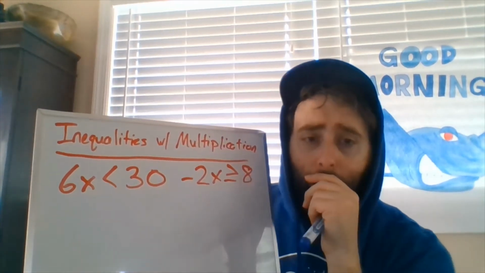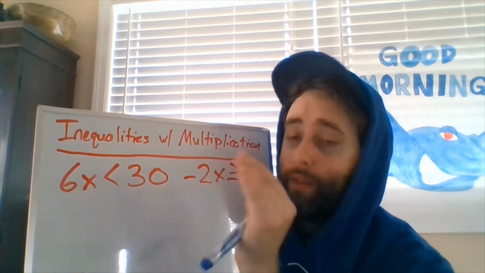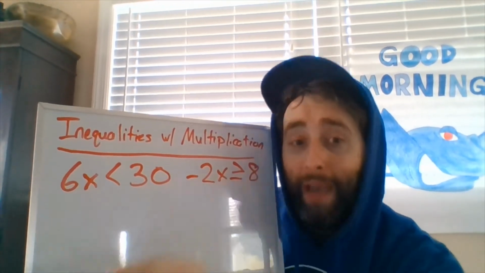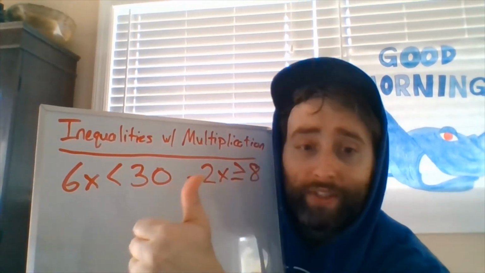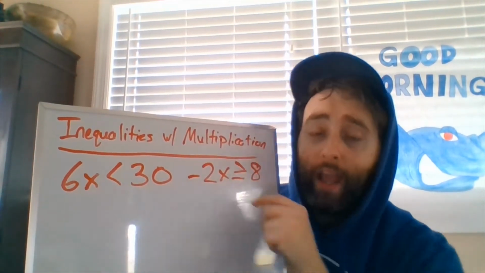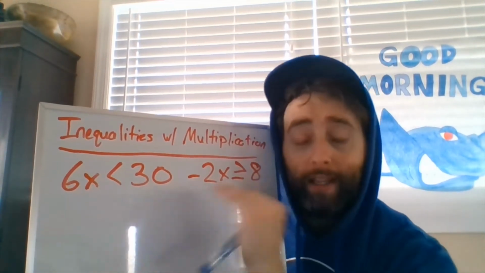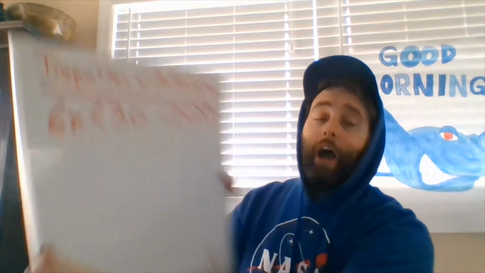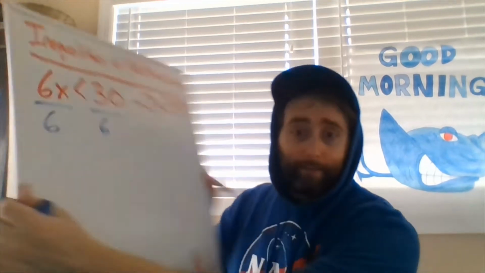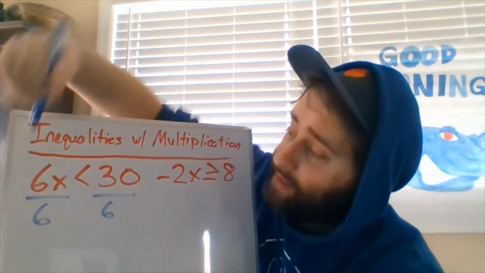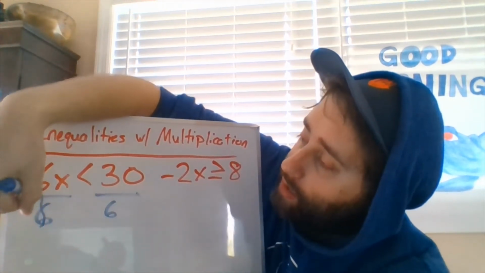Now, the 6 is interacting with the x through what kind of math? It's multiplication. You don't see an addition sign, you don't see a subtraction sign, and you don't have a fraction indicating division. So, the opposite of multiplication is division. So you need to divide by 6. And if you do it to the left side of the inequality, you have to do it to the right side of the inequality. So both sides get divided by 6.